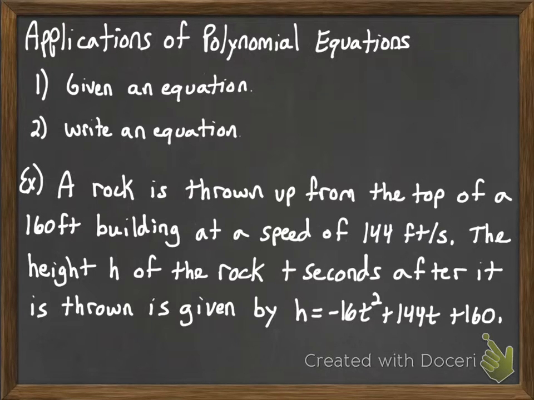So here's our first question. A rock is thrown up from the top of a 160-foot building at a speed of 144 feet per second. The height h of the rock, t seconds after it is thrown, is given by the equation h equals negative 16t squared plus 144t plus 160. So this is our equation.